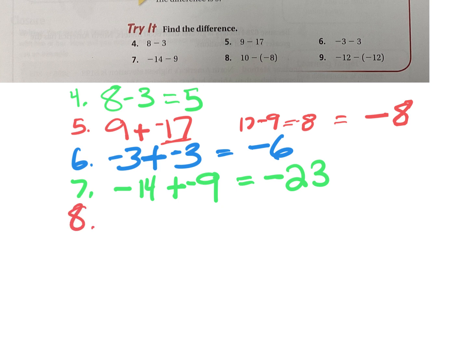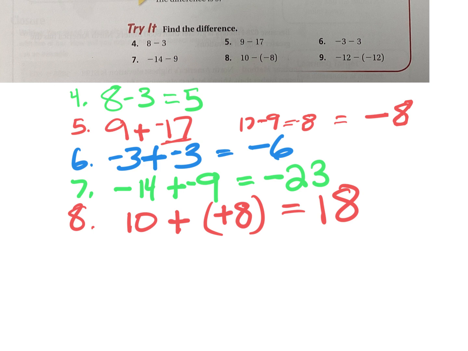Number 8, 10 minus a negative 8. So instead of subtracting, I'm going to change that to addition, and I have to make that its opposite. So now I have 10 plus 8 equals 18.